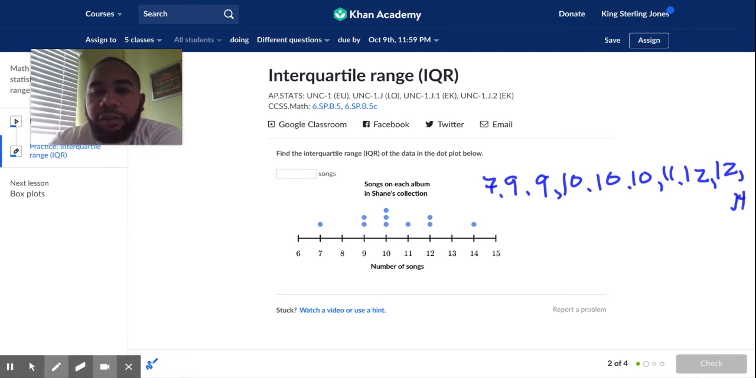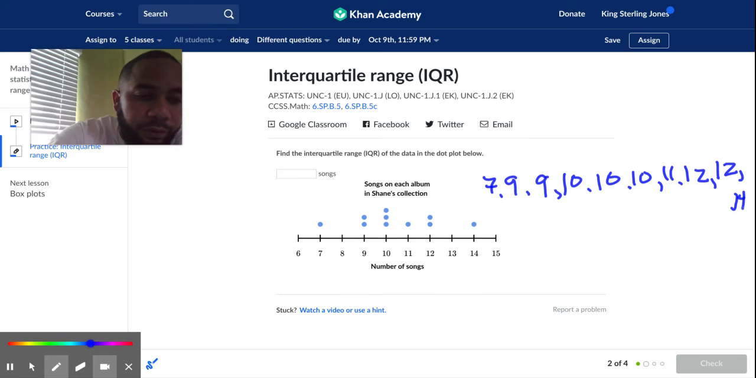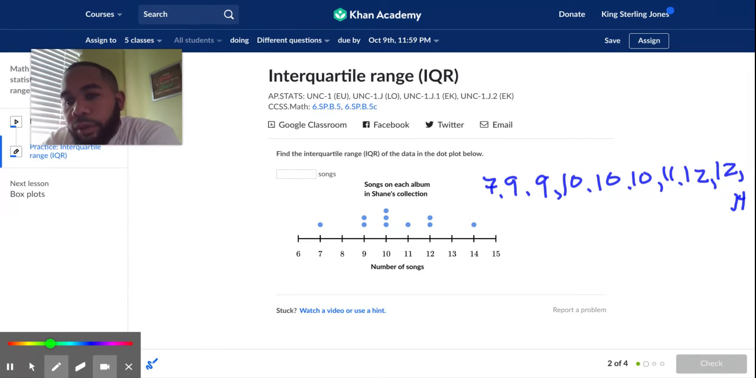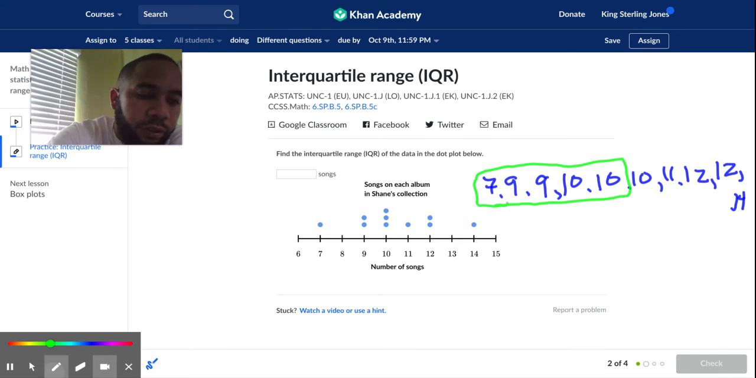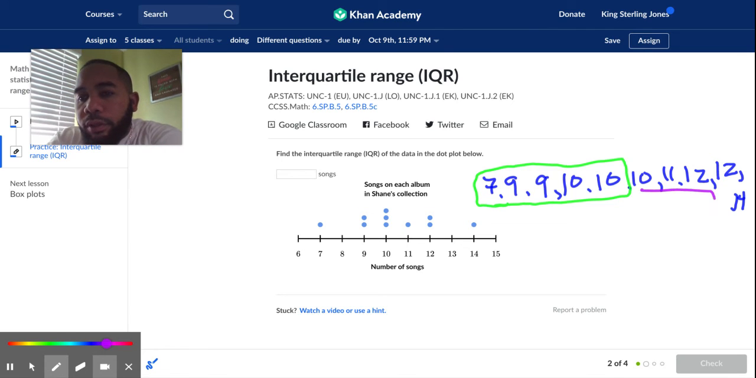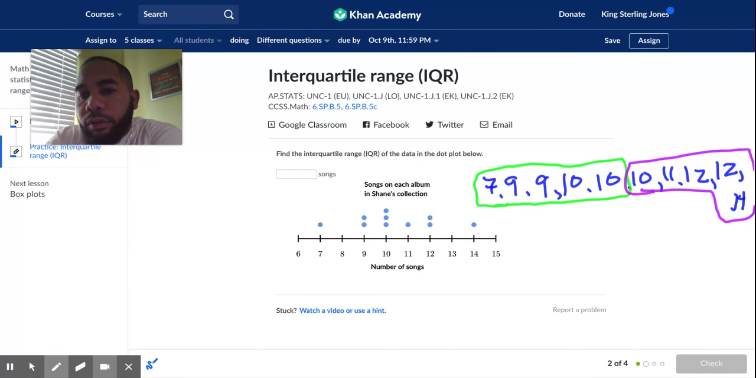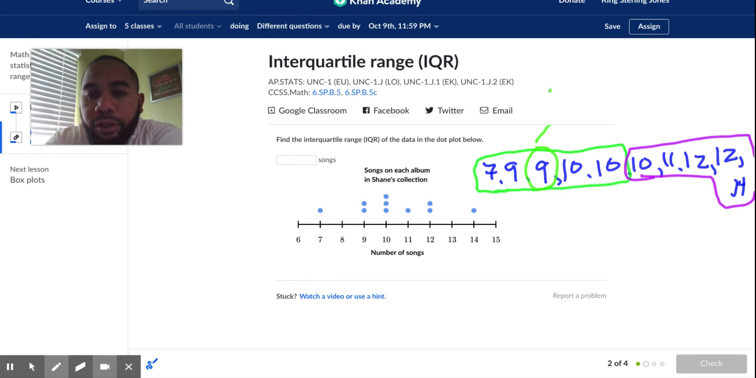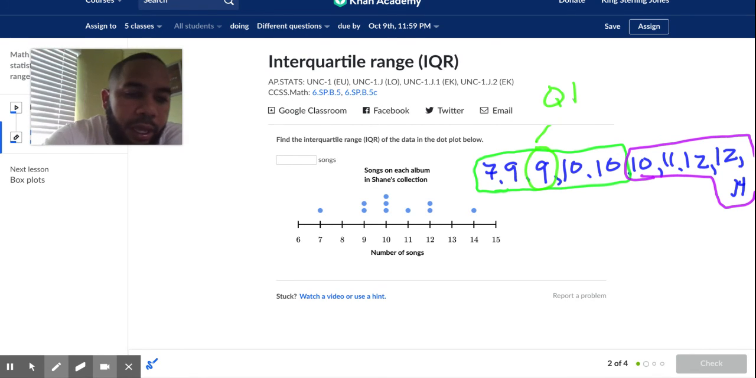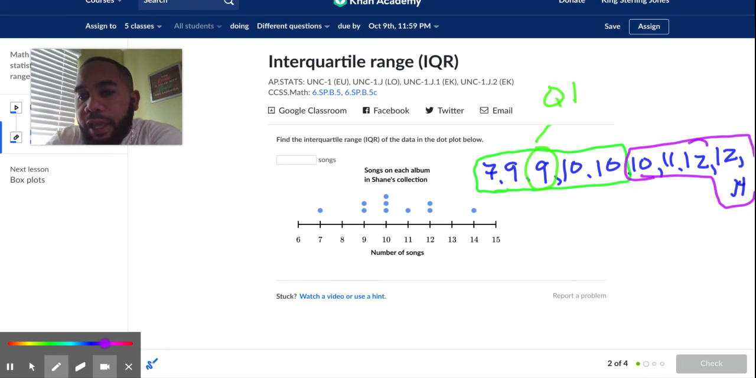I need to find the lower half, which I'll do in green. There's 1, 2, 3, 4, 5, 6, 7, 8, 9, 10 numbers. So the lower half is going to be these 5 numbers, and the upper half is going to be those 5 numbers. Now this one's a little easier because the middle number of the lower half, that's Q1, and the middle number of the upper half, that's Q3.